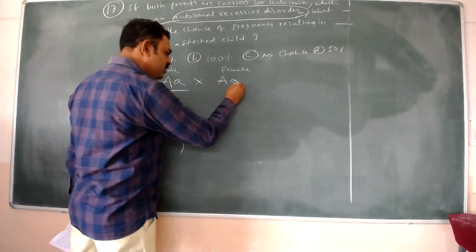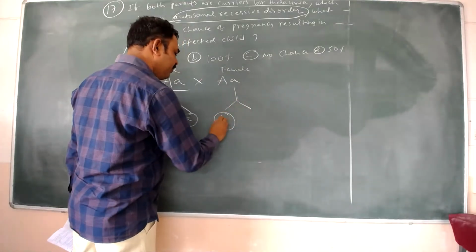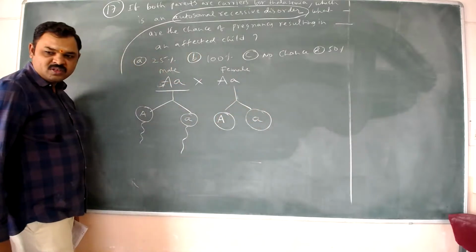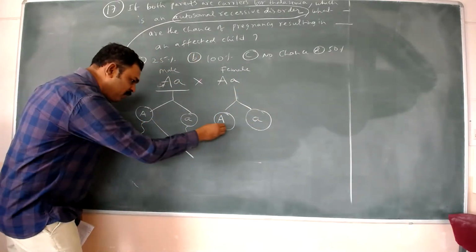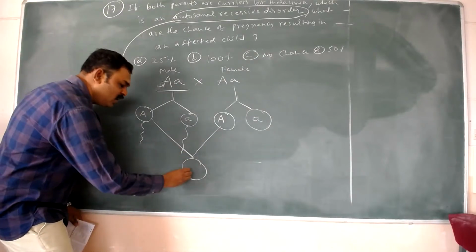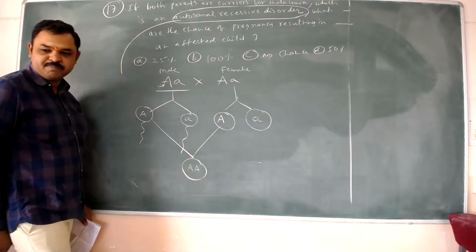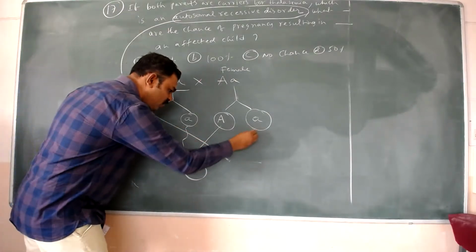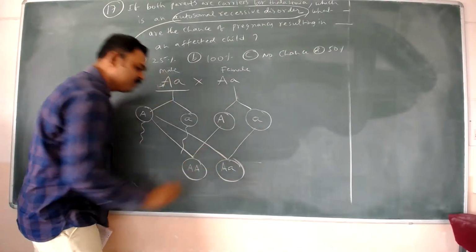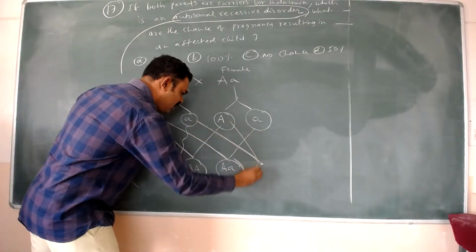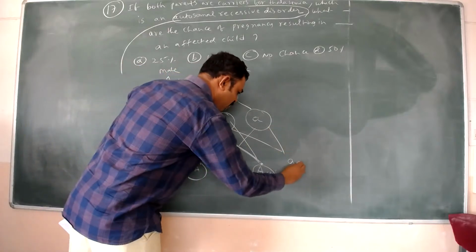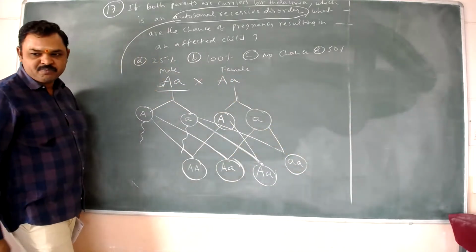Then what is the ova? 50% ova have a dominant allele, 50% ova have a recessive allele. Now you see, this dominant allele sperm can fuse with this ova. Then an individual has been born. This individual's configuration is capital A, capital A. Next, when this mating happens, what is the configuration? Capital A, small a. Suppose mating happens here, capital A, small a. Suppose this sperm is fusing with this ova, what is the configuration? Small a, small a.